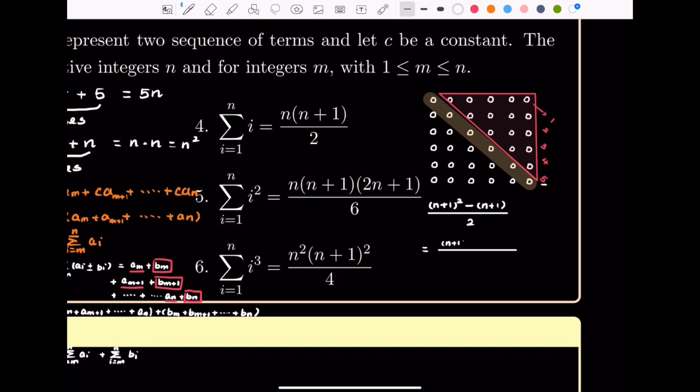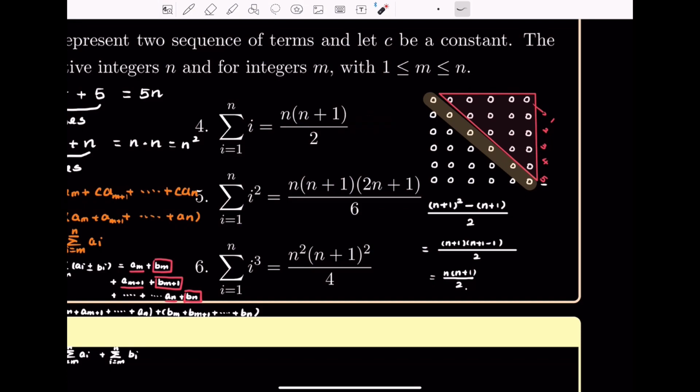Factor it out. The first part has n+1 left, the second part has 1 left, over 2, which is exactly n(n+1)/2. This method is called combinatorial proof, or counting in two ways, geometrically showing you that this is true without induction.